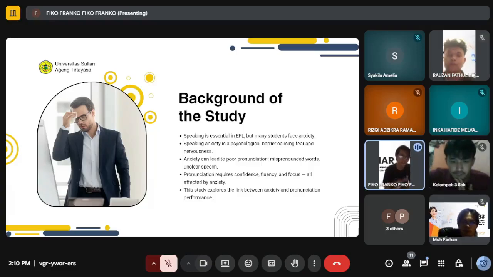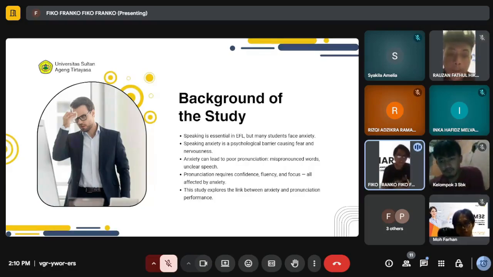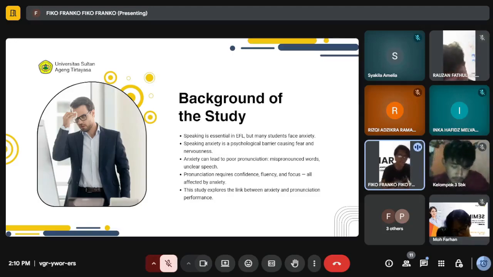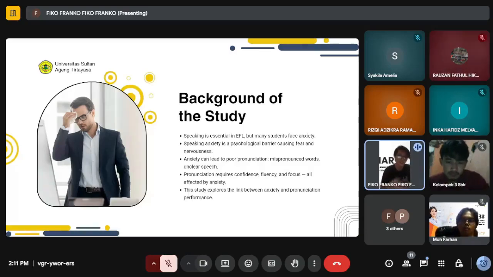So speaking is essential in EFL, but many students face anxiety. As we all know, in studying English as a foreign language, speaking is one of the important aspects of the four skills in English. But sometimes students face anxiety, which can hinder their speaking abilities because they are nervous to speak.